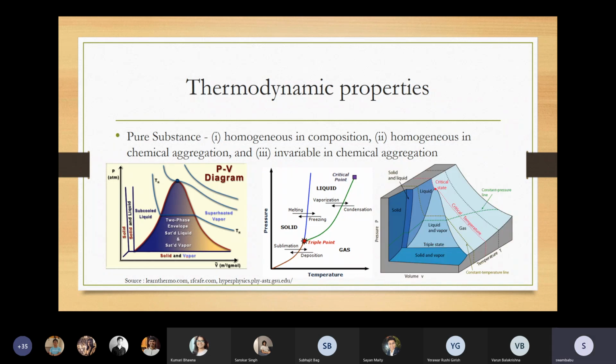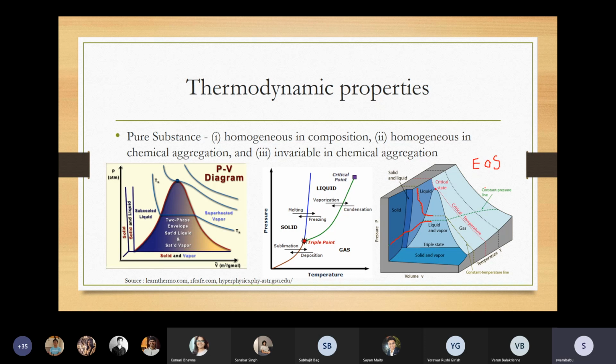This is the PVT diagram, and you can see this is the constant pressure line, and these are the constant temperature lines. This equation of state is supposed to define an equation that can generate this three-dimensional plot using a simple expression.